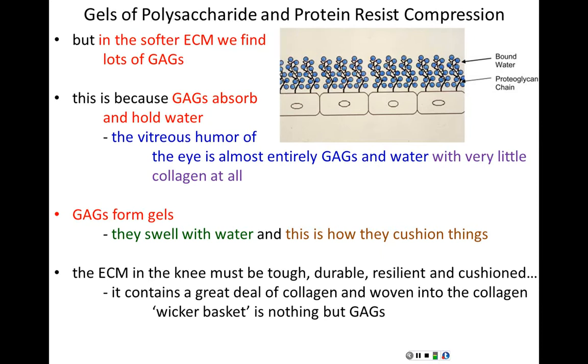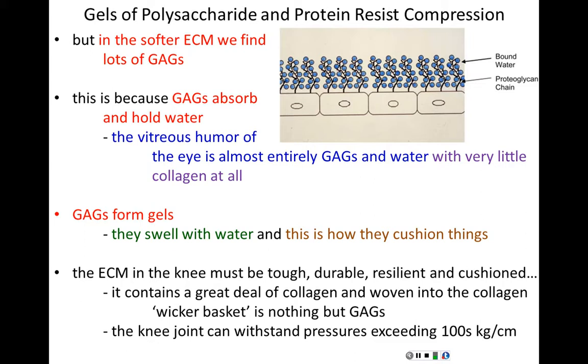Well, the knee contains a lot of collagen. But this collagen is woven into that wicker basket type lattice work. And in the gaps, the diamonds of that wicker basket, in the diamonds of that lattice, is nothing but proteoglycans holding a lot of water. A beautiful way to merge these two systems, no? Where you have a lot of cushion, a lot of water holding, a lot of compression resistance, surrounded by a very tough and durable stretch resistant framework. The knee joint can withstand great stretching forces as well as withstand pressures that exceed hundreds of kilograms of force per centimeter. That's a lot of pressure.